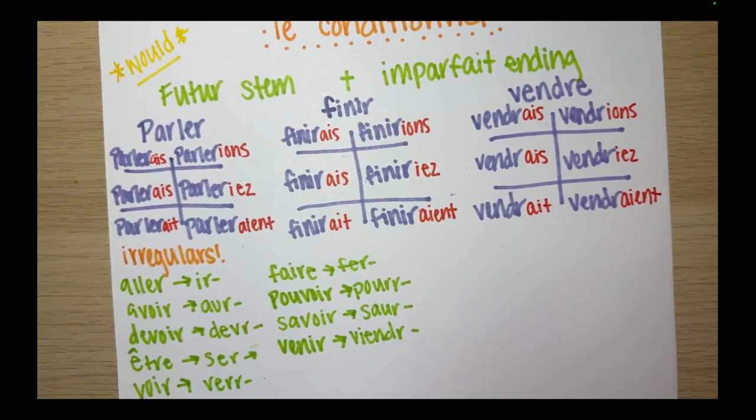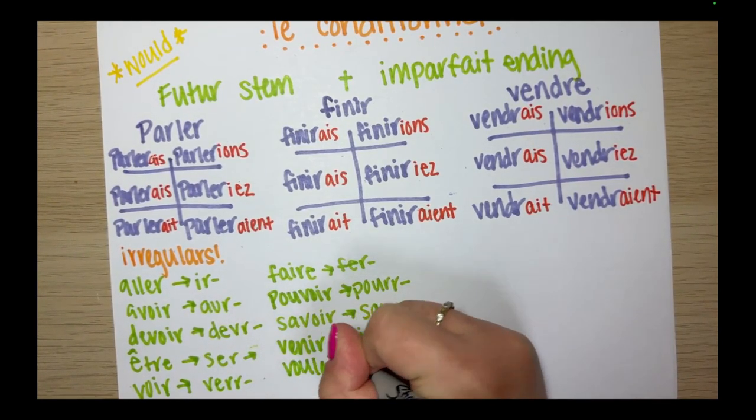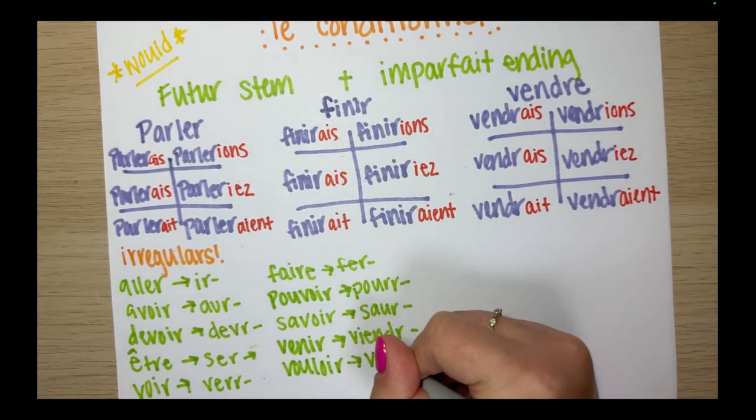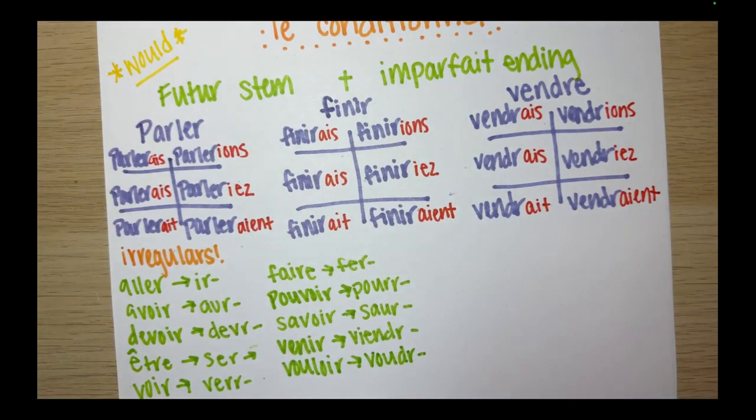V-E-R-R. Le dernier verbe irrégulier, c'est vouloir. The verb to want. Vouloir change à voudr. Voudr. V-O-U-D-R. Donc, tous les verbes doivent terminer en R. All of the verbs have to end in R, no matter what. They all have to end in an R.